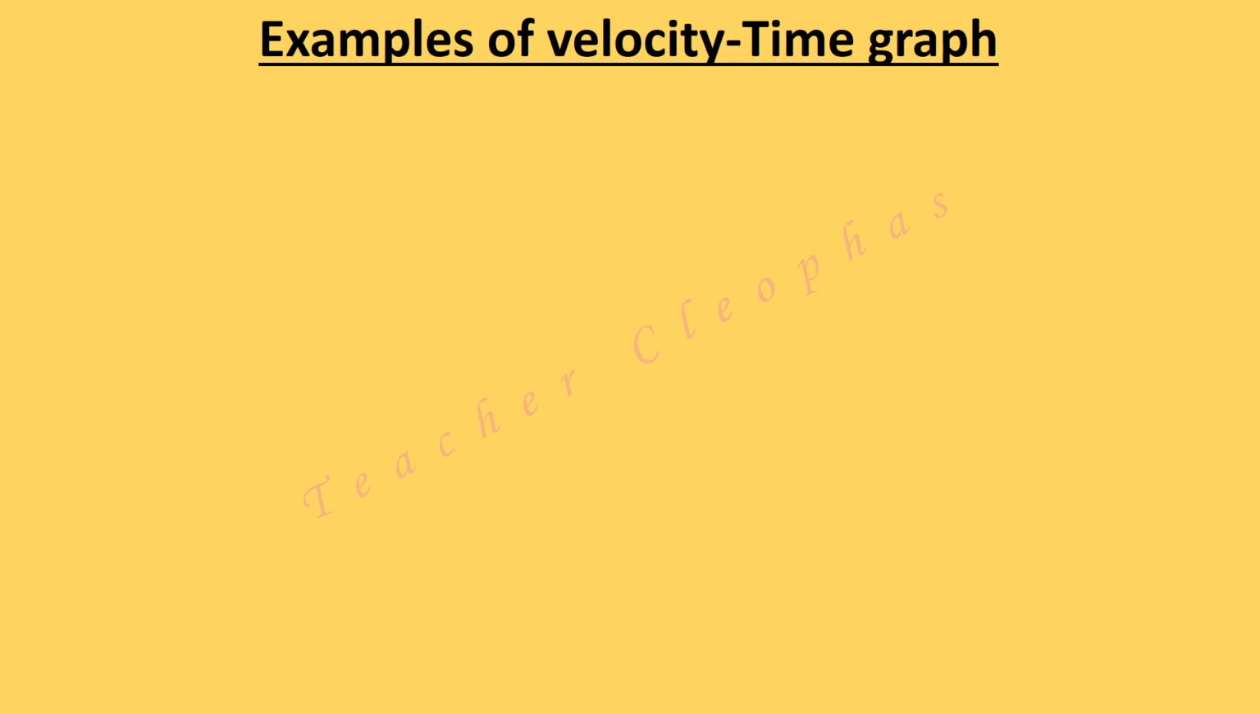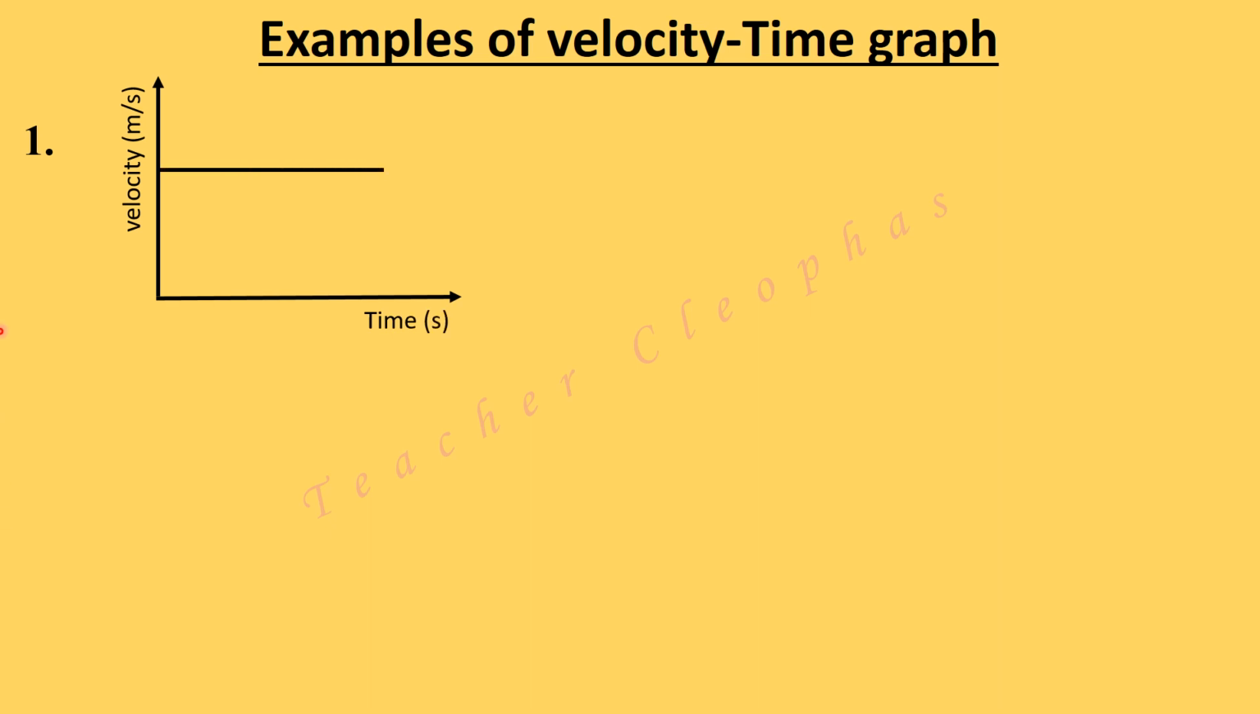out of such graphs. Our first graph, this is the graph that we have. We have velocity on the y-axis, time on the x-axis, and then that is the line. So we would like to know, what does this graph tell us? First thing that we can see is that this is a straight line and it is parallel to the x-axis or the time axis. So what important information does it tell us?